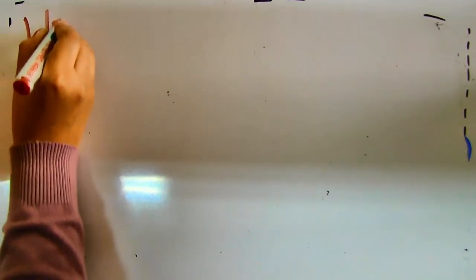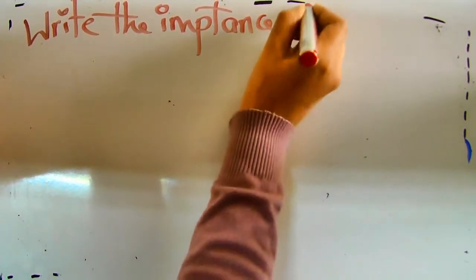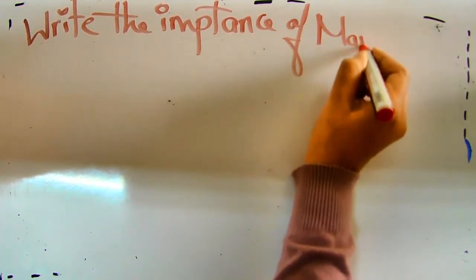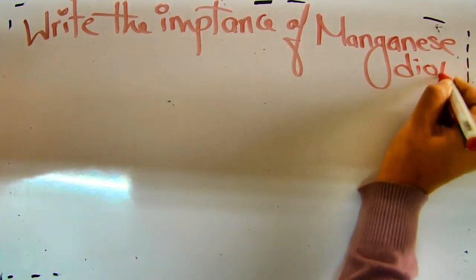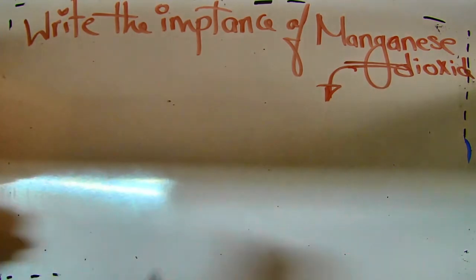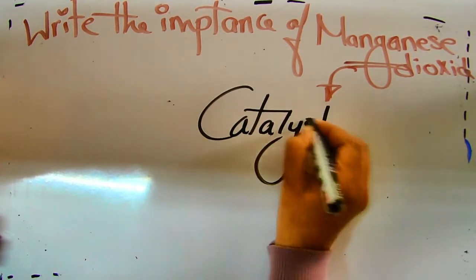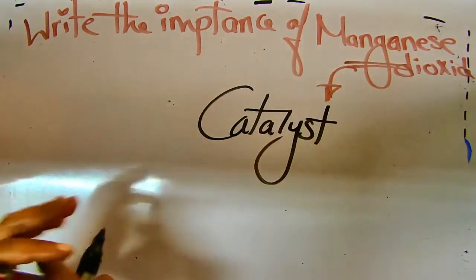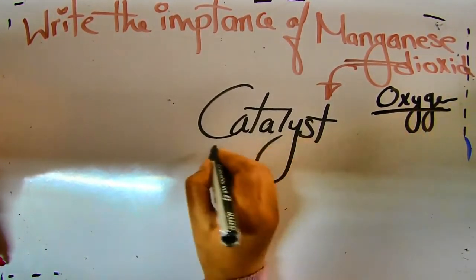Question 1. Write the importance of manganese dioxide in preparing oxygen. Manganese dioxide, it is a catalyst.